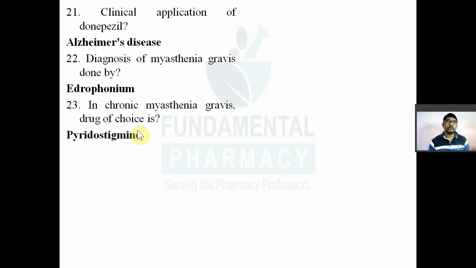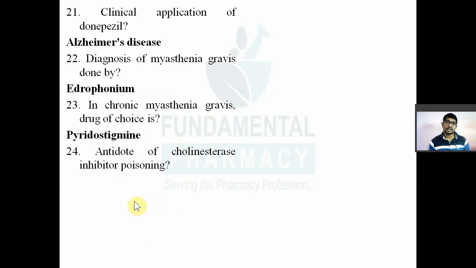Pyridostigmine, neostigmine, physostigmine, ambenonium, okay, edrophonium, these are nothing but cholinergic drugs. Out of that, pyridostigmine is a long-acting drug, and it is the drug of choice in chronic myasthenia gravis. Remember. Now we'll see the next question.